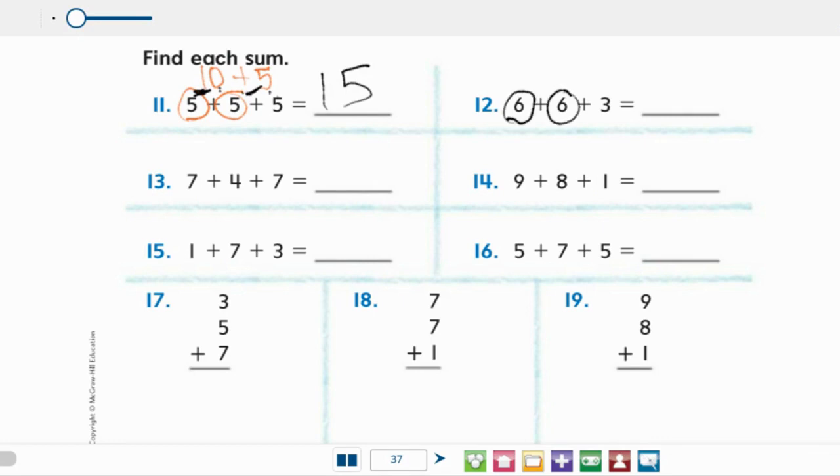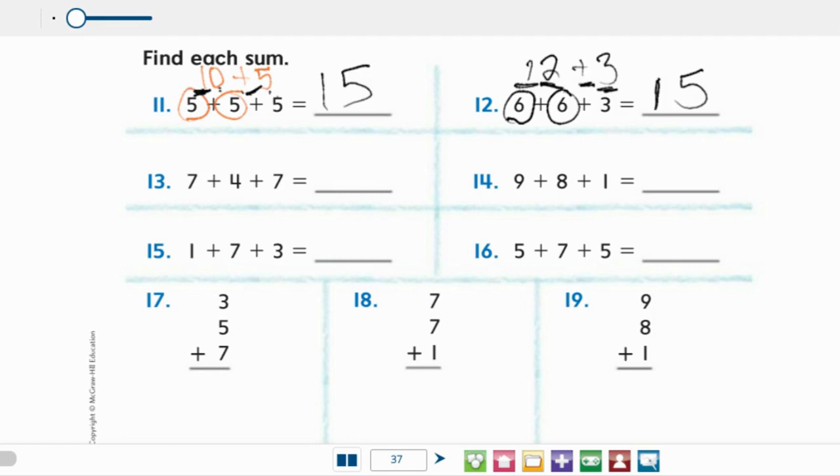For number 12, I'm going to circle my doubles. That's 6 and 6. 6 plus 6 is 12. And then I need to add 3 more. I'm going to start in my tens place. So 2 plus 3 is 2, 3, 4, 5. And then I have a 1, and there's nothing in that place value, so I have a 15.